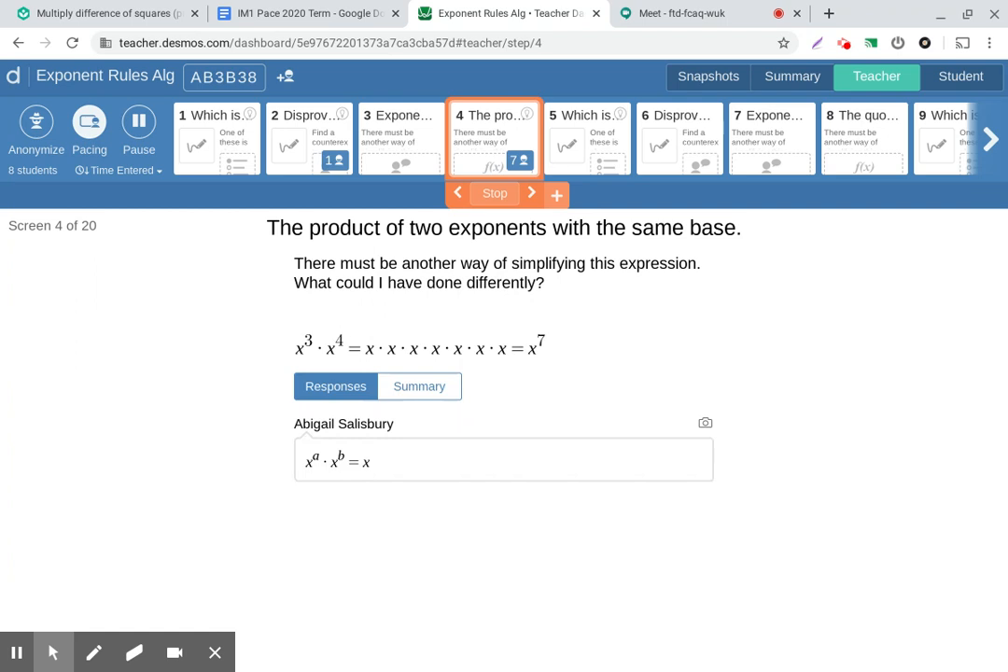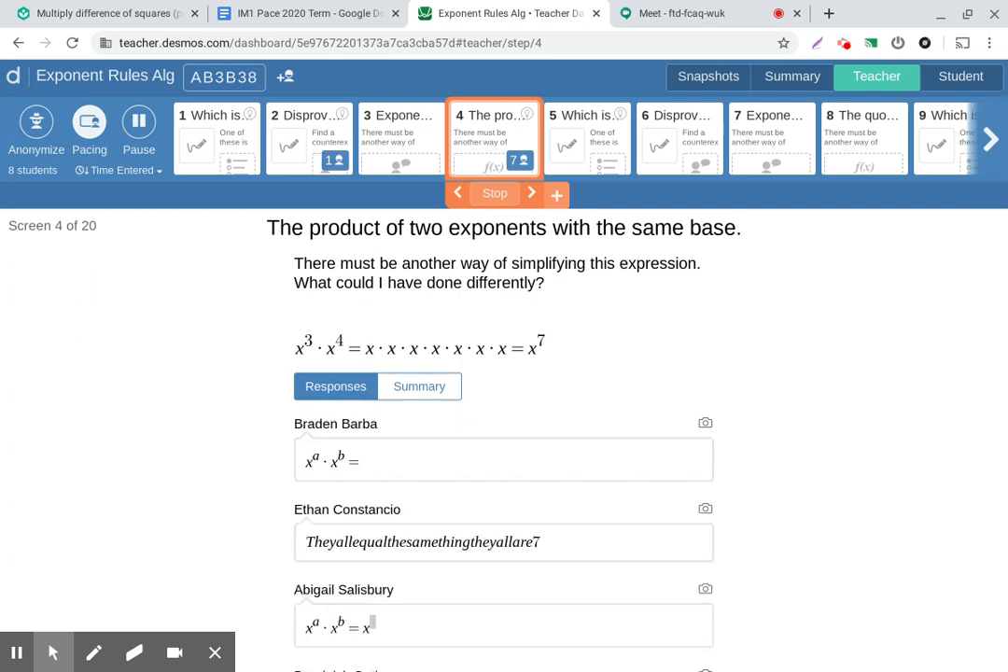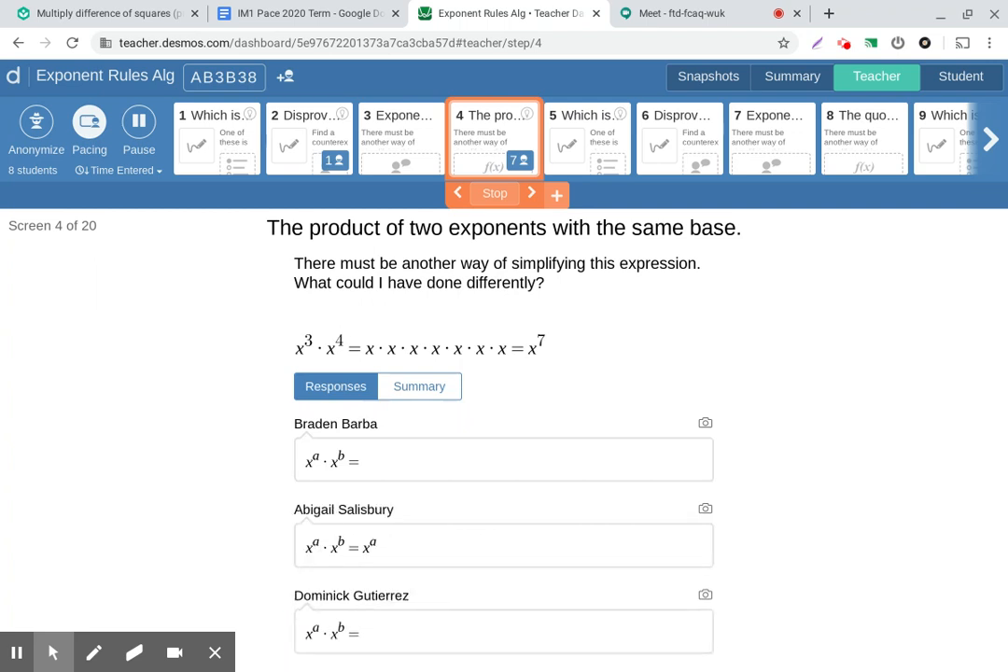The product of 2 exponents with the same base. What is this saying? Oh, you could say add. You could say here, add the exponents. Write a general rule. Yeah, general rule, right? You want like a formula. Nice. So you're gonna say like x to the a plus b. I see that. Good job.